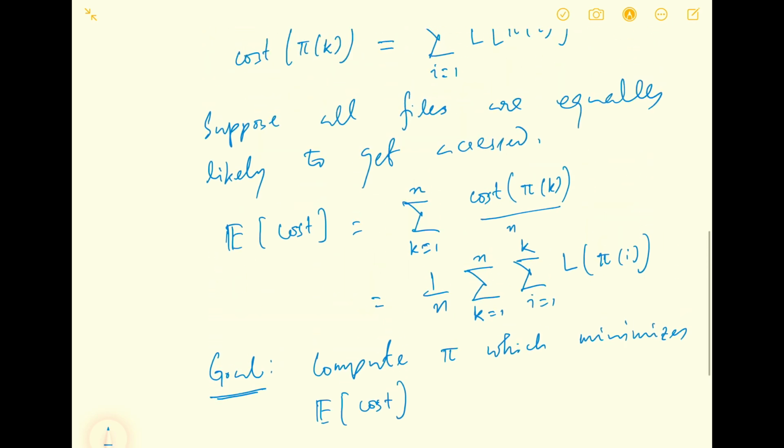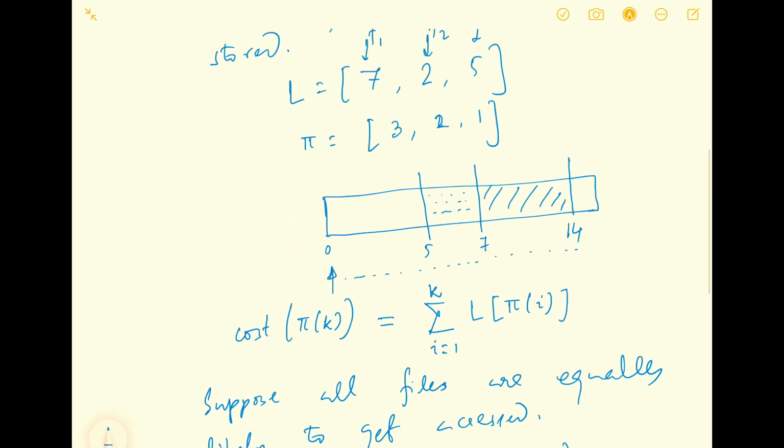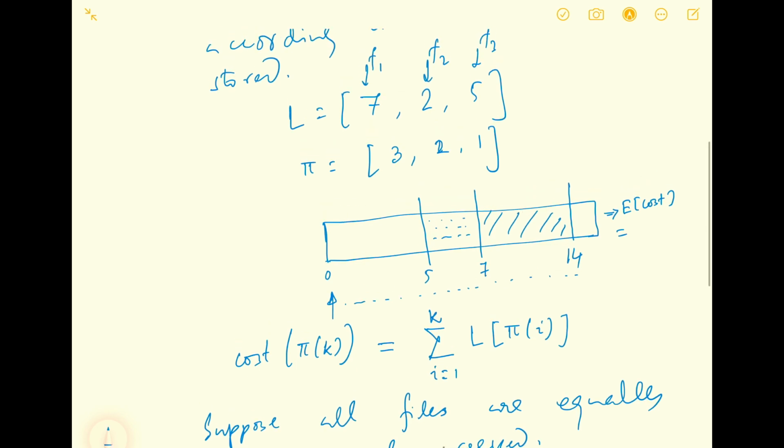So even in our toy example with 3 files, you will see that various permutations of the files will give rise to various costs. So for example, here what is the expected cost in this one, or average cost is: for the file F1 I need 14 units of time. For file F2 the cost is 7 and for file F3 the cost is 5. The average cost is this by 3. So 21, 26 by 3.